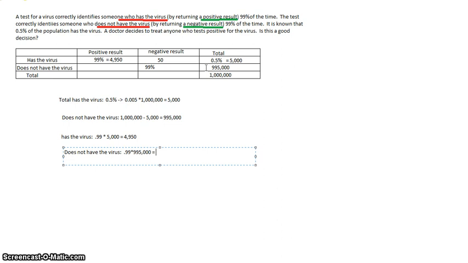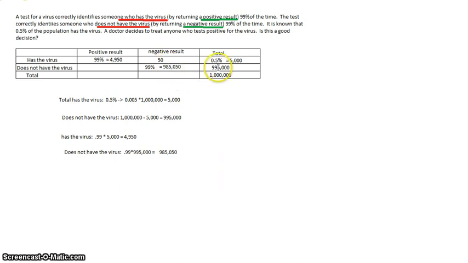Once we multiply that together, that will give us the number of people that do not have the virus and test negative for it. So that number is going to be 985,050 people.